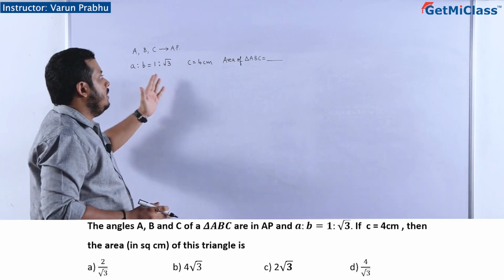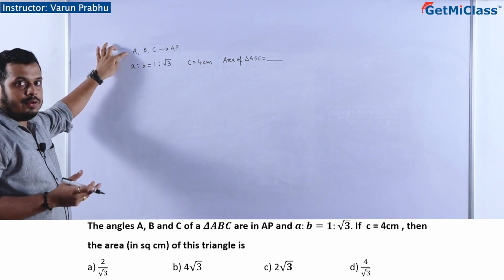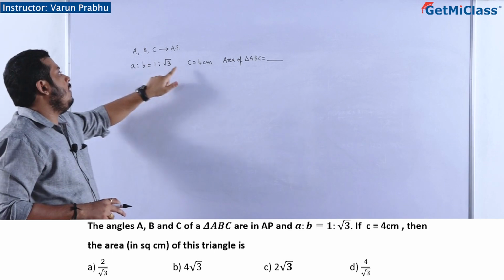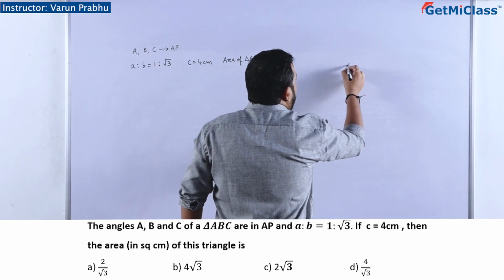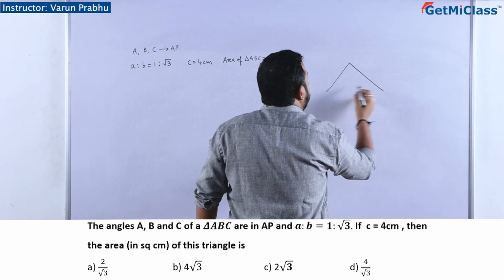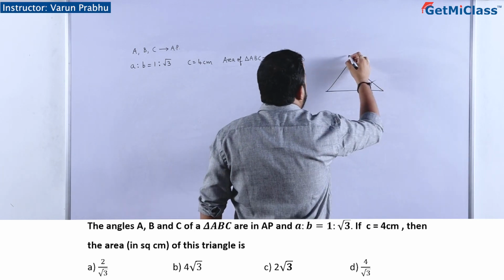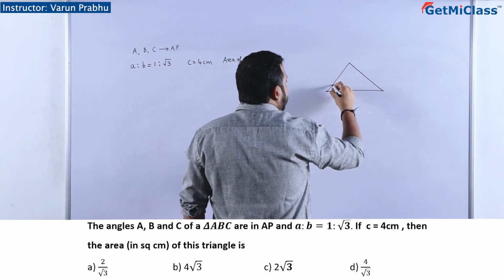The question here is from trigonometry. They have clubbed it with arithmetic progression. Angles are in arithmetic progression. Now we'll first see how to calculate the area of a triangle ABC. Let's see the notation here. Now, area of the triangle ABC.